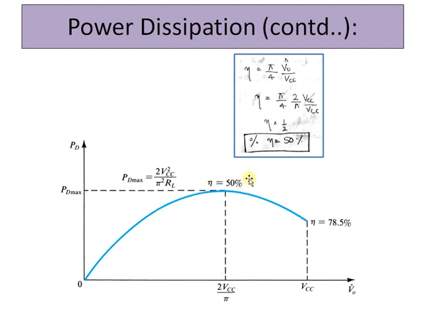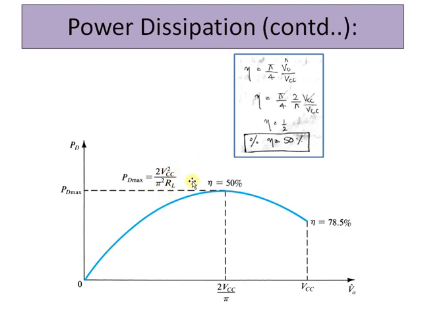So the transistor saturation flattens the peak of the output sine wave, which is as shown in this particular figure. So at 2 VCC by pi you get an efficiency of 50%, whereas for a complete cycle, when V out cap, that is the peak value of output voltage, is equal to VCC, the efficiency is 78.5%. And the maximum value of power dissipation is obtained to be equal to 2 VCC square divided by pi square into RL.